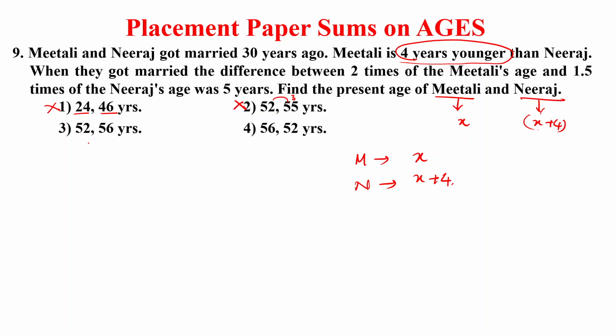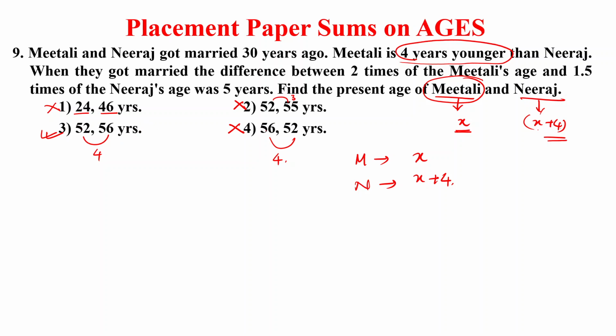Option 2 is wrong. Now look at the age difference of 4 years. Now these two can be the right answer. However, if you look at the difference between 3 and 4 years, Meetali has to be younger. That means the first number has to be smaller and the second number has to be bigger. So 52 is smaller, 56 is bigger, seems to be the right option. However, here 56 is big. That means Meetali is older here, not younger. So this is also the wrong answer. So without solving, we got the answer as option number 3.